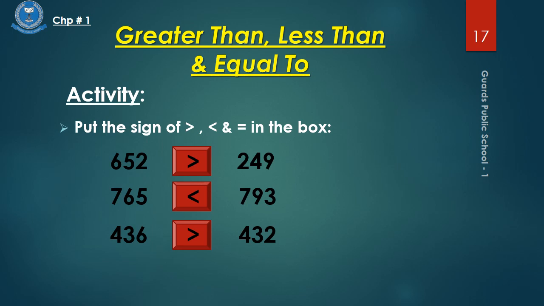In the last, we check all 3 digits on its respective place. Oh, all digits are same. So, which sign comes in the box? Yes, students, जब सारे नंबर सेम होते हैं तो हम इक्वल्स टू का साइन लगाते हैं.